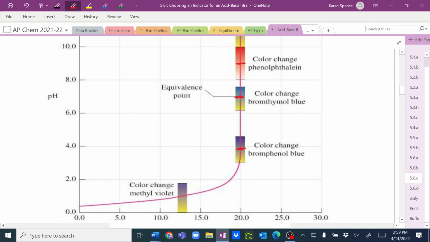And you definitely don't want to be using methyl violet, because methyl violet changes at pH 1.6 or so, right? Or pH 0.8 to 1.2 or something like that. And that would tell you that your equivalence point is at 12.5, which it obviously is not. Yes?